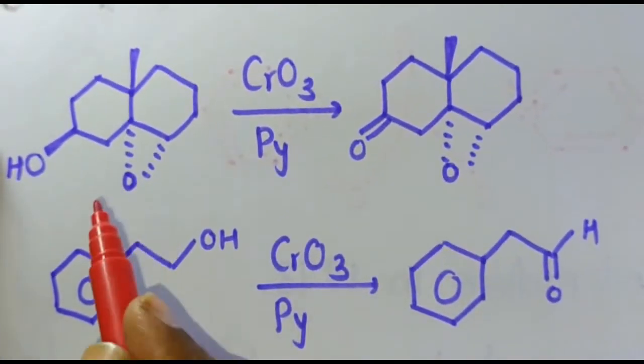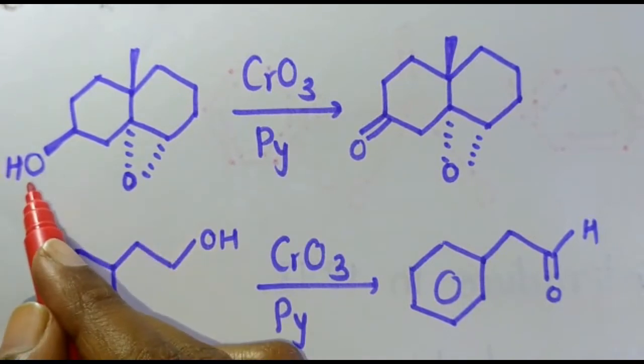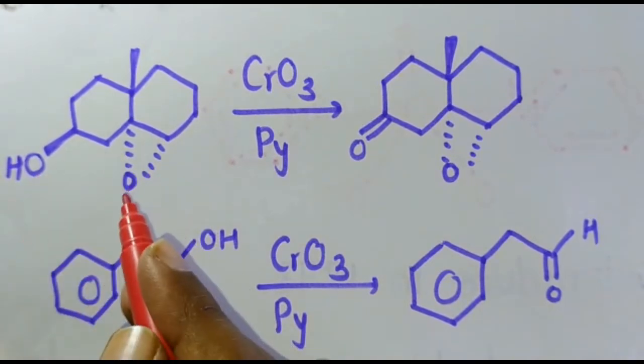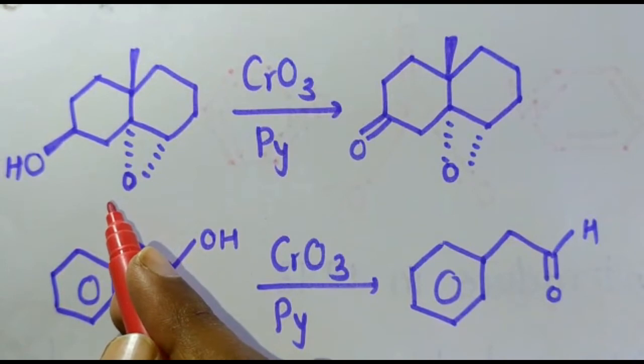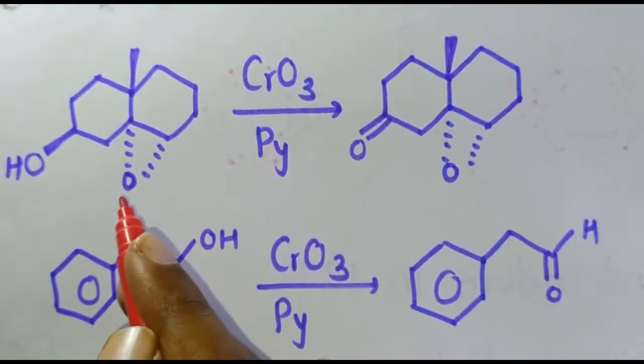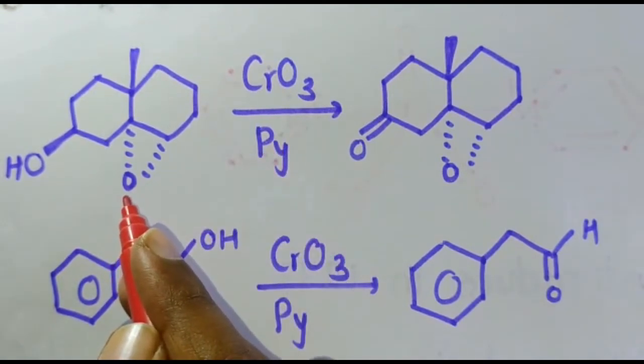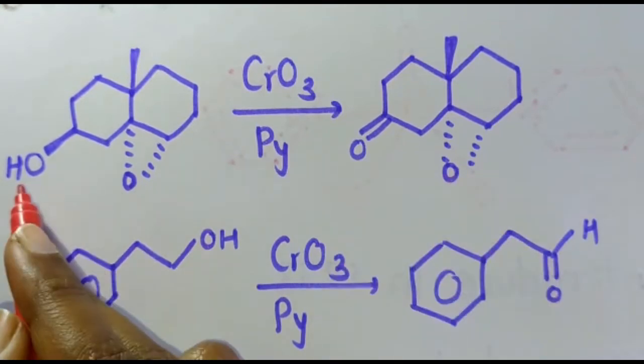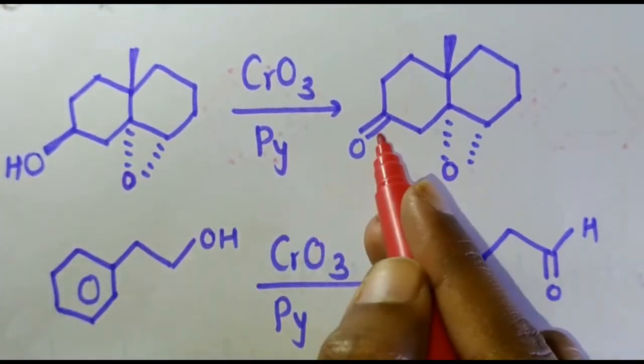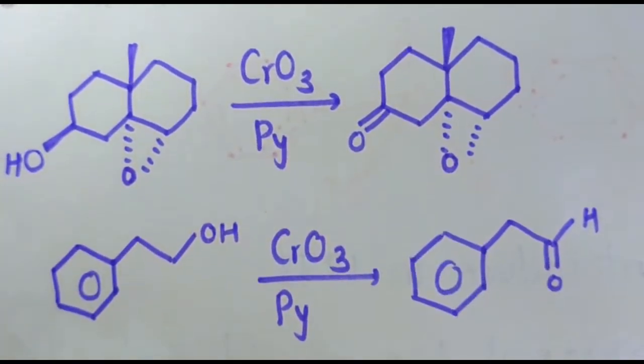Here you can see that the epoxide group is present and the secondary alcohol is present. Epoxide is an acid labile group, but in the case of Sarett's reagent, the epoxide is unaffected, so only the alcohol gets oxidized to the ketone.